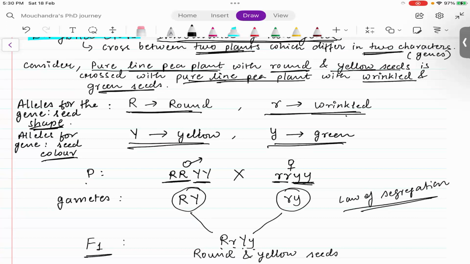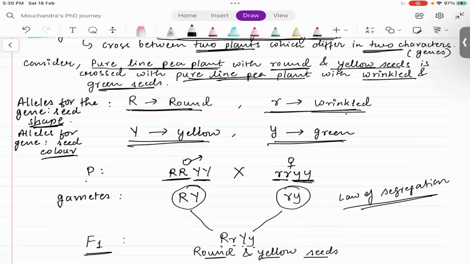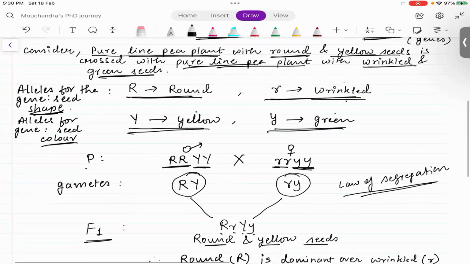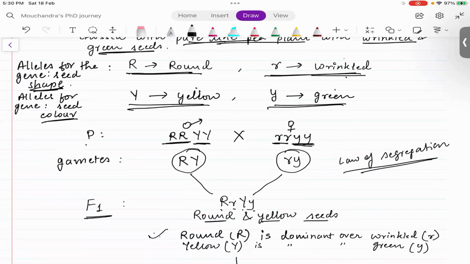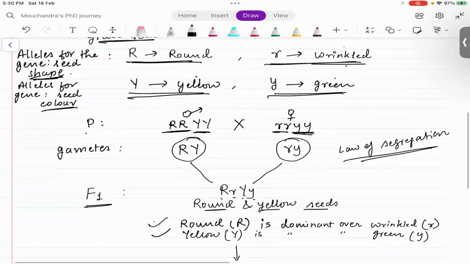So what is the phenotype? He saw that the phenotype was round and yellow seeds. From this he concluded that whatever he saw in the monohybrid cross, that round shape was dominant over wrinkled shape and yellow color is dominant over green color, is also true for the dihybrid cross. Round is dominant over wrinkled, yellow is dominant over green. This is what he saw from the F1 generation.